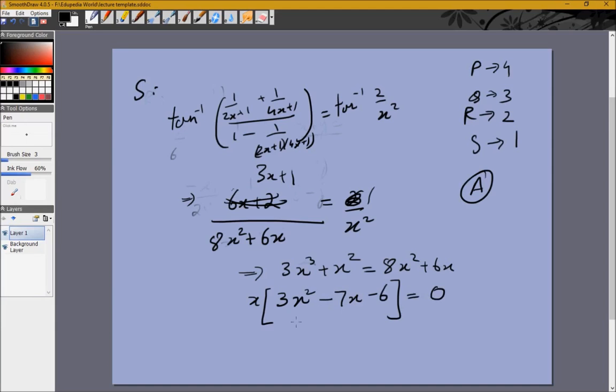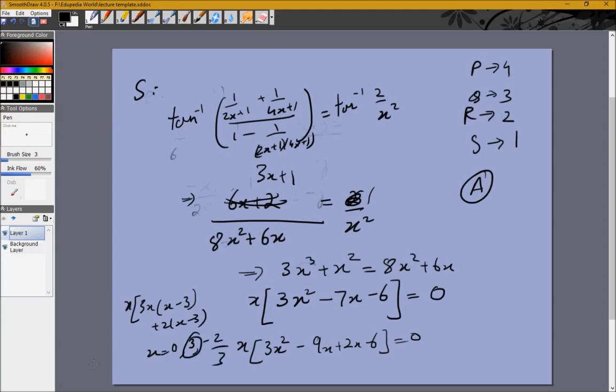and what we'll get is x times 3x squared. This is 6 into 3 is 18, which is 9 into 2, so we can write minus 9x plus 2x minus 6 is equal to 0, or x times 3x, x minus 3 plus 2, x minus 3. So x is equal to 0, x is equal to 3, and minus 2 by 3. So there is only one positive solution, x is equal to 3, which means that option S does indeed go to 1, as we would expect.